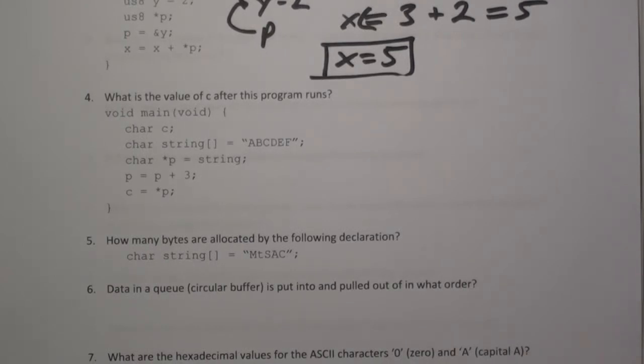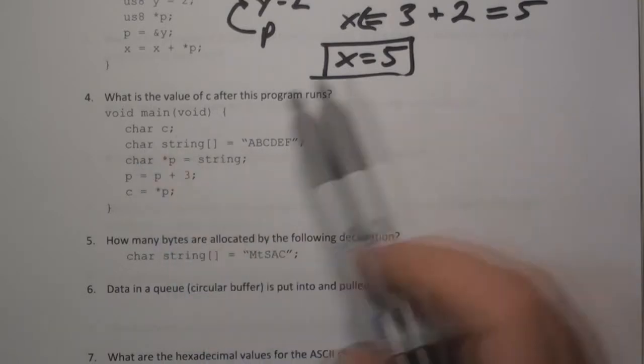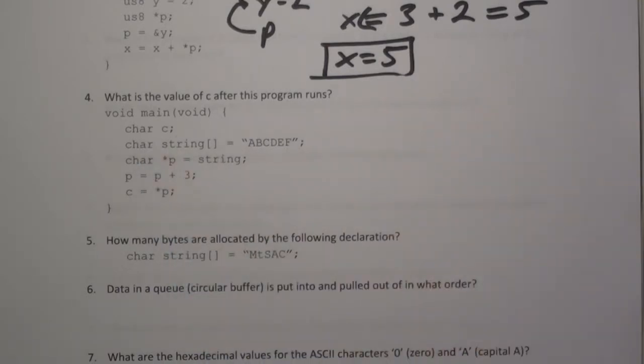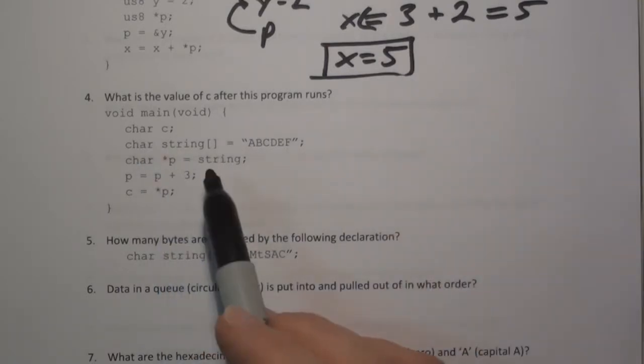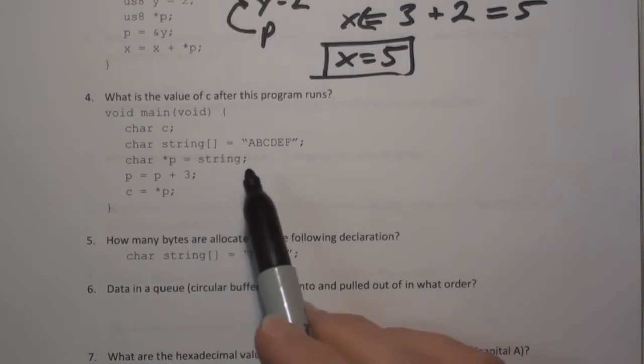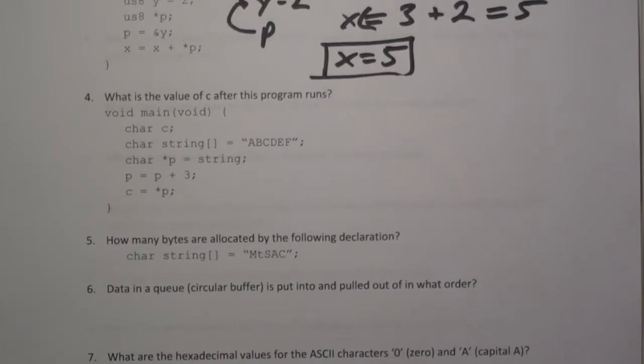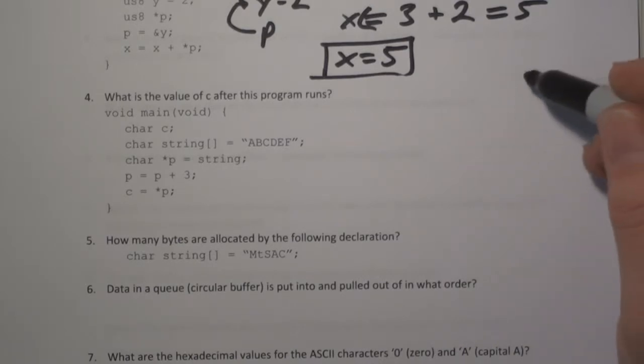What is the value of c after this program runs? C is a character, which is an unsigned US8, so a character and US8 are the same thing. String is an array that is equal to A, B, C, D, E, F. So it gets stored in memory.